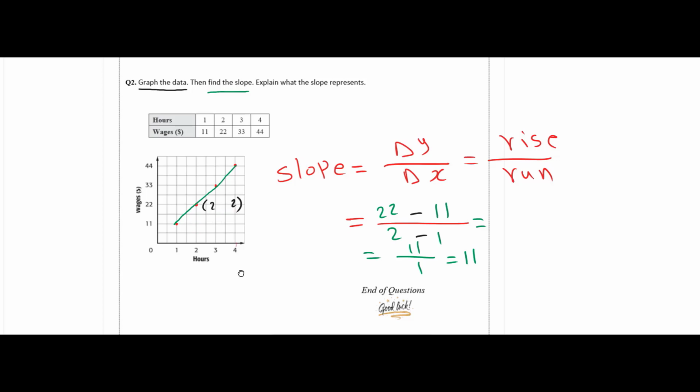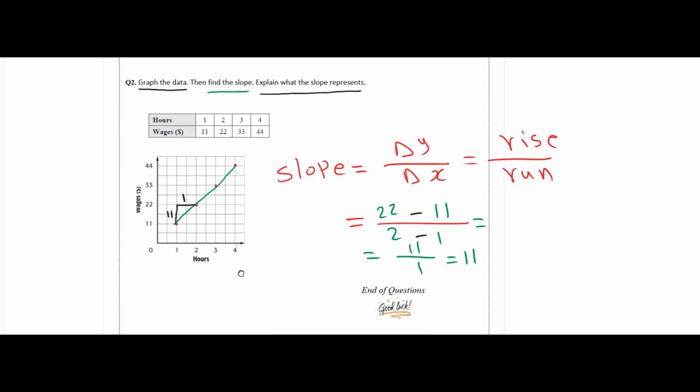If you do it by rise and run, the answer will be same. Look, you go up, rise, go up here and go here. You rise here from 11 to 22, then you rise how many? 22 minus 11, it will be 11. And you run here from 1 to reach to 2, 2 minus 1 will be 1. Then the answer will be 11 over 1. Same answer.